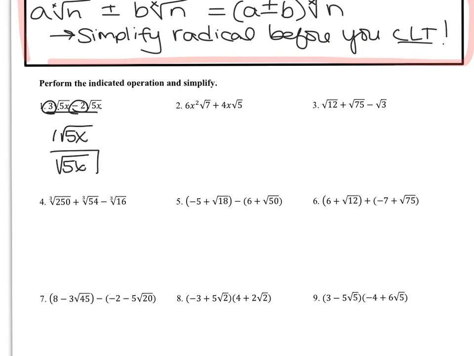If I go ahead and look at number 2, notice this one has a square root of 7 and this term has a square root of 5. Can I simplify the square root of 7 to make the square root of 5? No. Can I simplify the square root of 5 to make the square root of 7? No. So my answer is exactly what it is. It's already in simplified form. There's nothing else I can do.